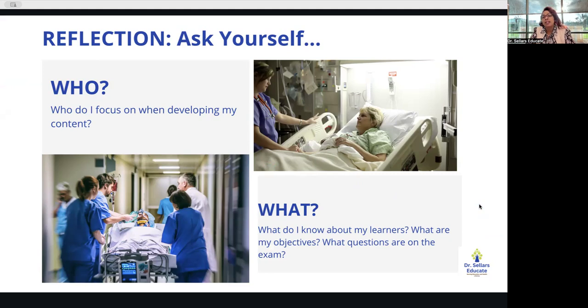Here's the next question I want you to reflect on. What? So what is it that I know about my learners? How have I gathered that data, that information about who my learners are, perhaps how they learn best? And then here's another what question. What are my objectives? What is it that I want my students to walk away with having a better understanding of after we have engaged in this highly impactful, engaging discussion, engaging interaction that I have developed for them in their classroom experiences, in their skills lab experiences, sim lab experiences, or their clinical experiences.